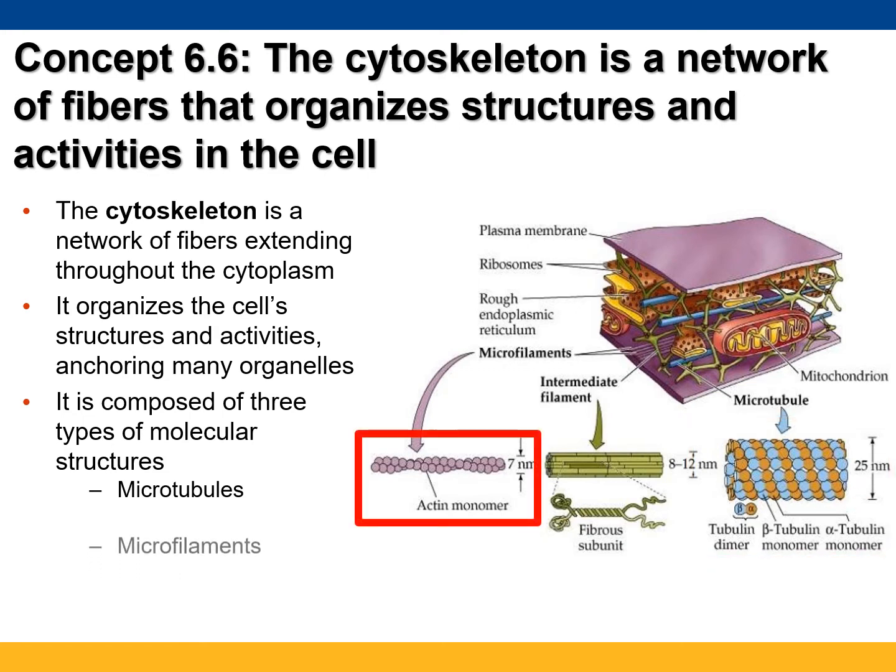Then we have the smallest one. This is what we call microfilaments. It is made up of actin. It's a G-actin, if you will, and then when it forms these polymers, that makes a filamentous or F-actin.